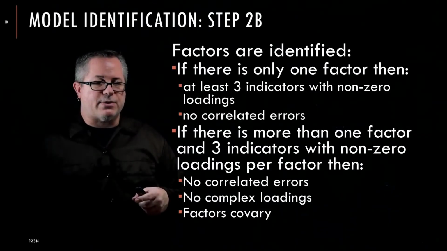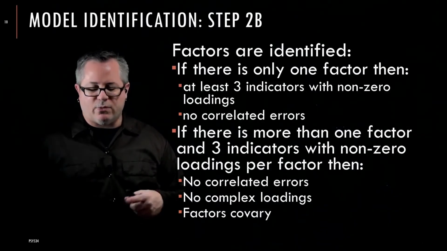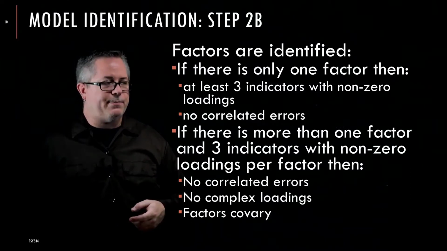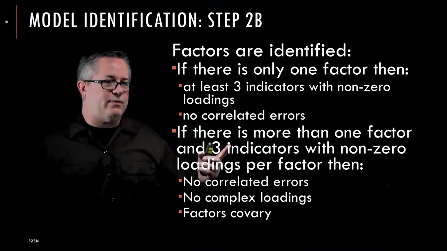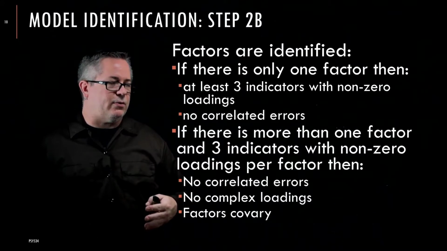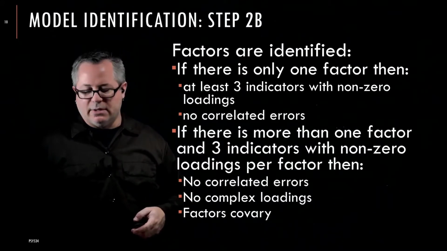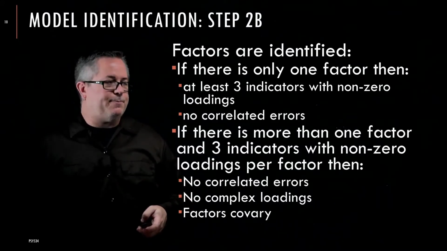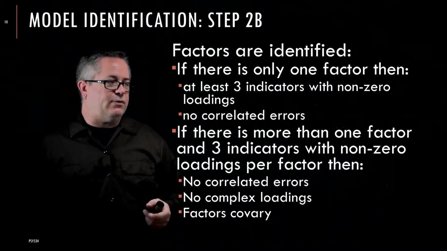So in terms of identification for factors, there are 2 parts. You have to give the factor a scale by fixing the variance to 1 or fixing one of the item loadings to 1. And then you have to have enough items to make sure the factor can stand on its own, so that it can actually be estimated. So at least 3 indicators.